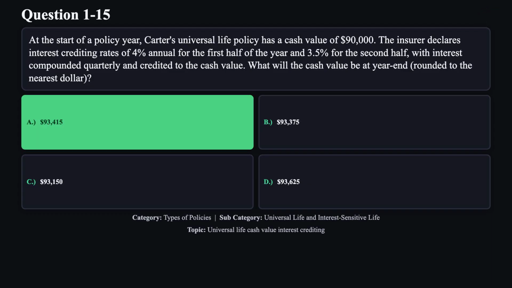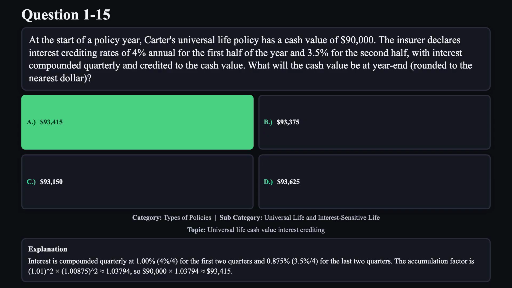The correct answer is A. Interest is compounded quarterly at 1.00%, 4% divided by 4, for the first 2 quarters, and 0.875%, 3.5% divided by 4, for the last 2 quarters. The accumulation factor is 1.01 squared multiplied by 1.00875 squared, which is approximately 1.03794, so $90,000 multiplied by 1.03794 is approximately $93,415.